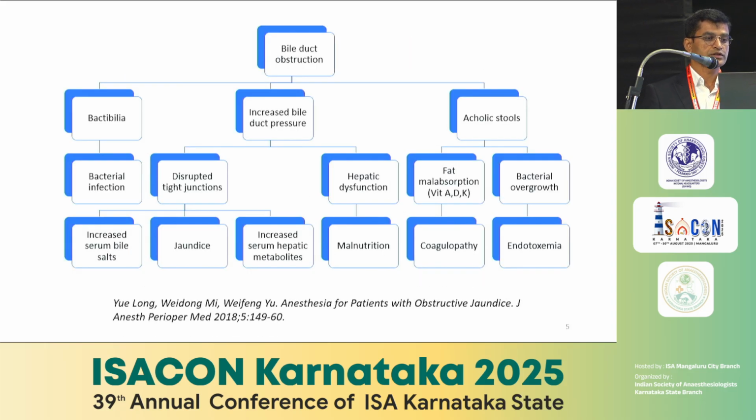This flow chart tells us about the bile obstruction leading to three main changes, that is bacterial infection, then bile duct pressure increase, finally leading to the increased serum bile salts and ending up causing various systemic diseases, the jaundice and the increased serum hepatic metabolites. Then hepatic dysfunction causes malnutrition, then acholic stools lead to the coagulopathy because of the decreased absorption of vitamin K, and the vitamin K dependent clotting factors are decreased. Then bacterial overgrowth leads to endotoxemia.